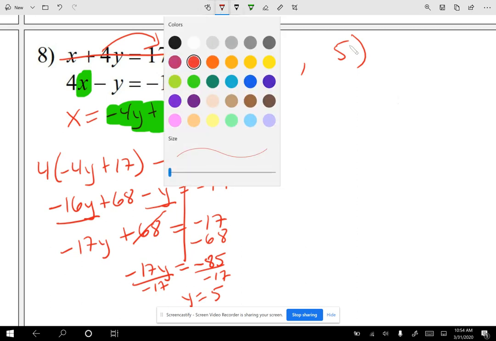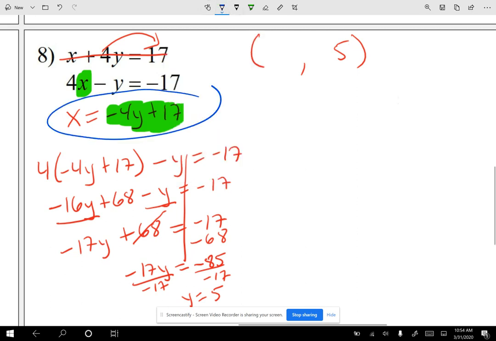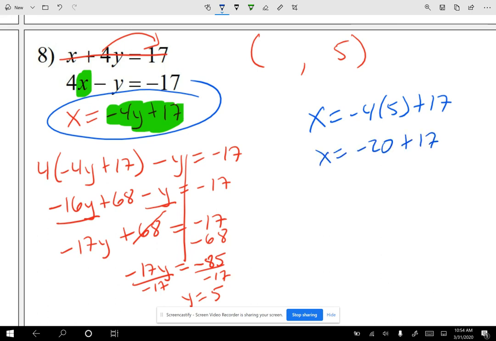Now I need to solve for x. I'm going to use this equation. We can use any equation we want. I'm going to use that one. So I have that x is equal to negative 4 times 5 plus 17. So I have that x is equal to negative 20 plus 17. So x equals negative 3.